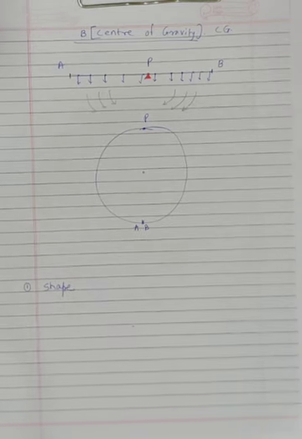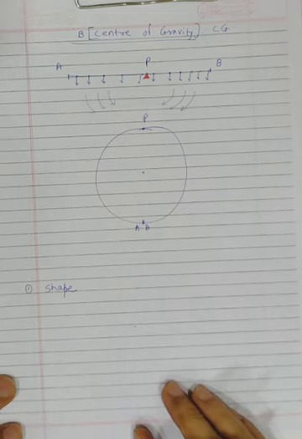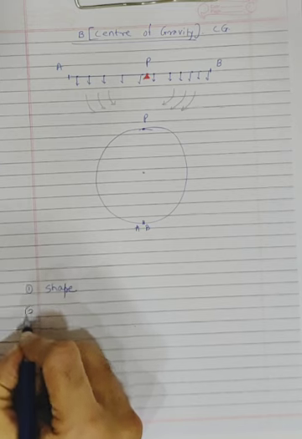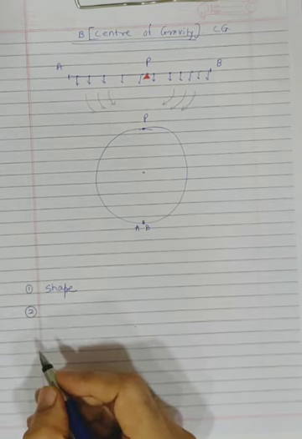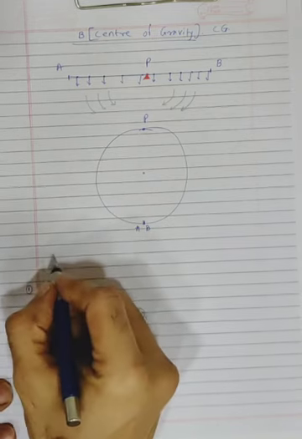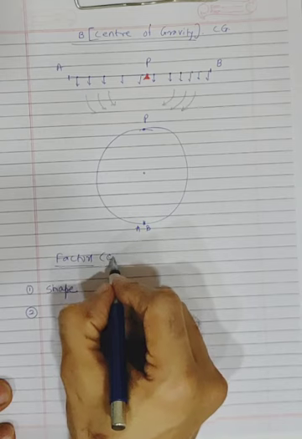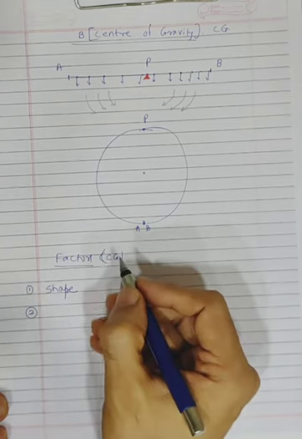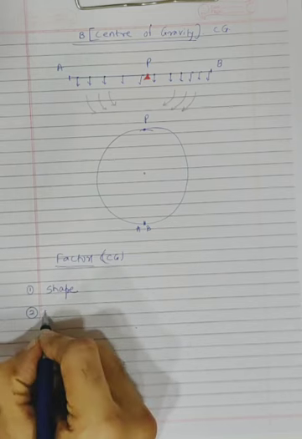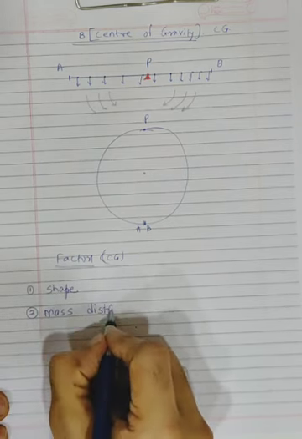Now there is one more factor. I am writing it as a second factor, but your textbook mentions that it is also the same factor. But I feel there are two factors on which the center of gravity depends. One of them was the shape of a body, and the second one is that it also depends upon the mass distribution.